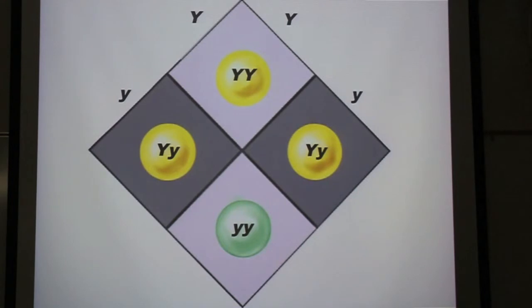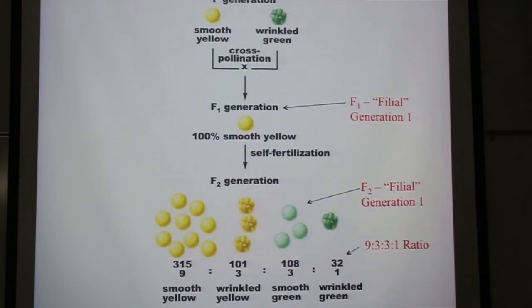Okay, just another Punnett square to show you what you have here. It's just a little bit bigger. Here's big Y, here's big Y. That gives you big Y, big Y, homozygous dominant. Both copies are the same.